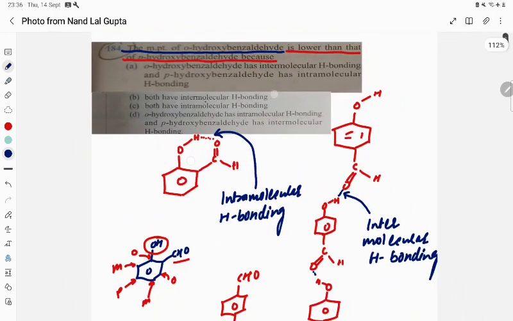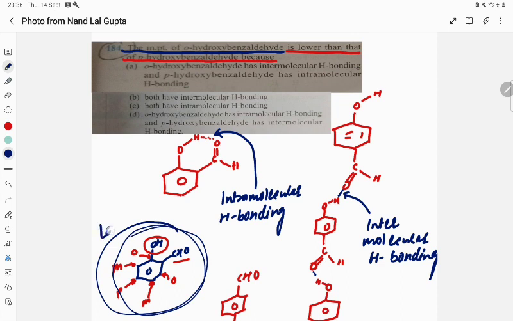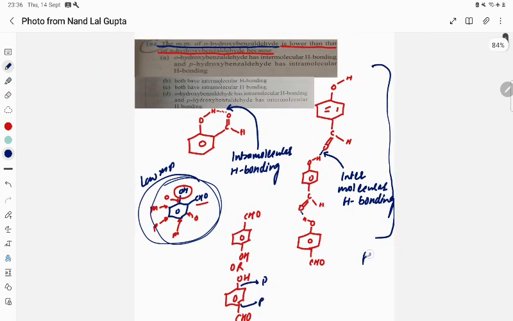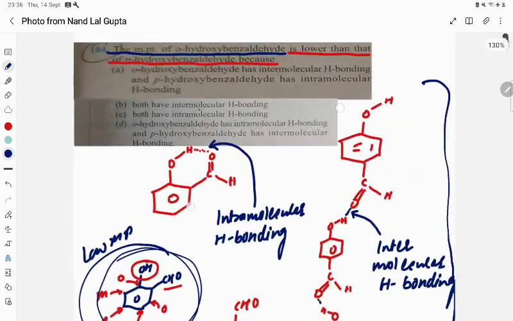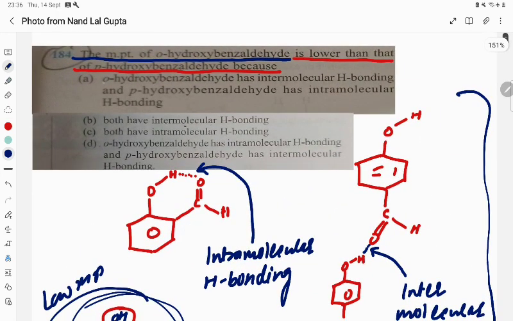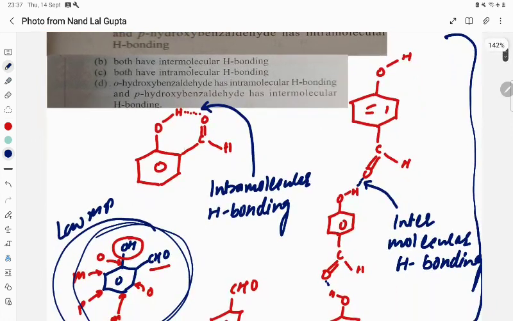They are saying this has the low melting point, and this has the high melting point. What is the reason? You can read out the reason here. Orthohydroxybenzaldehyde has intramolecular, not intermolecular. What is this one? In the same molecule hydrogen bonding is there. So it is going to be intramolecular. This is going to be intramolecular H bonding.